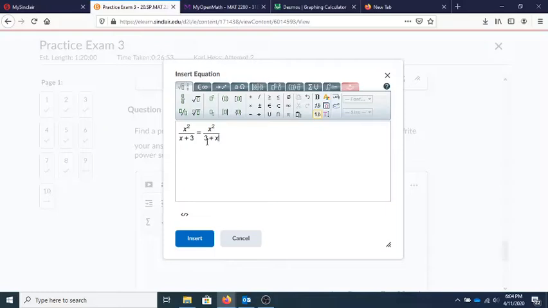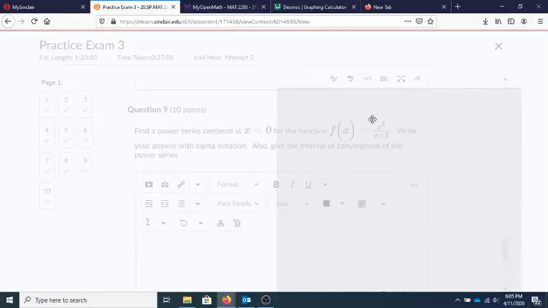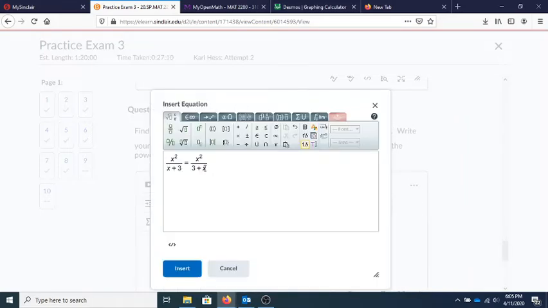Well, the only way to get that 3 to be a 1 that I can think of is to divide everything by 3. I guess I could split a 2 off of it, but then I would wind up being centered somewhere else, and the problem specifically says centered at 0. So I like not having anything added or subtracted with this x. So I'm going to divide everything by 3.